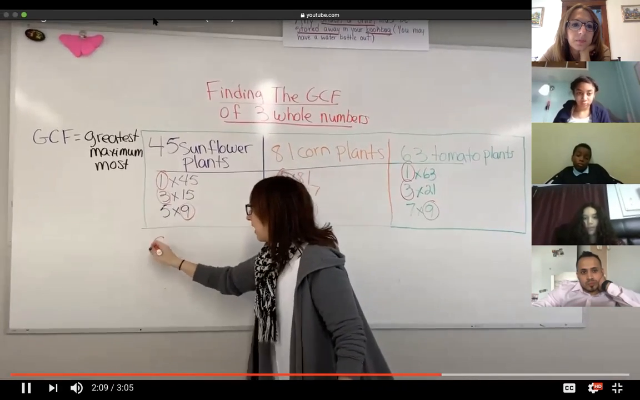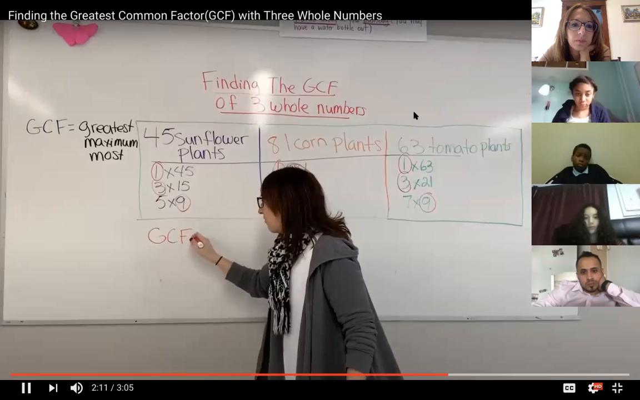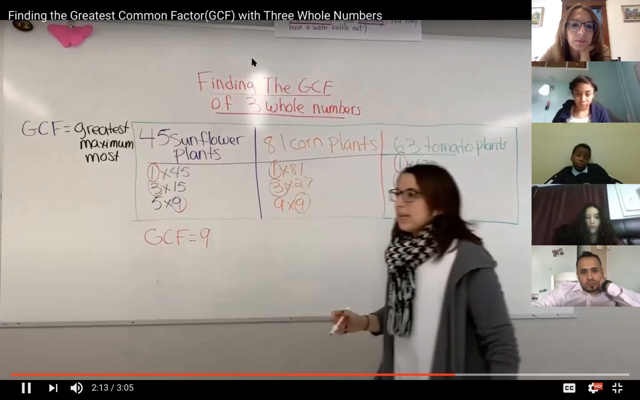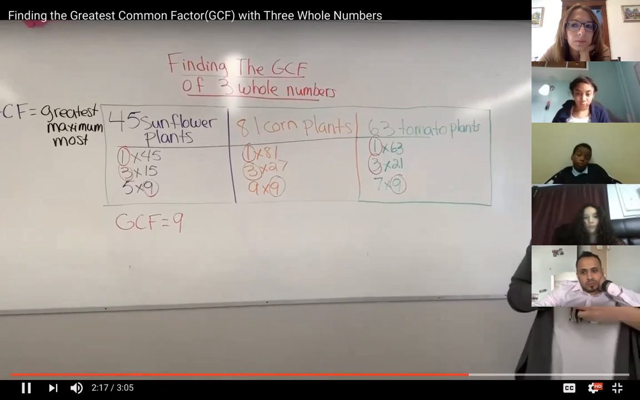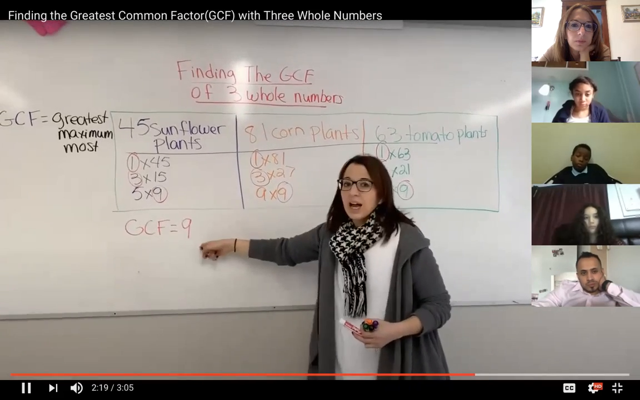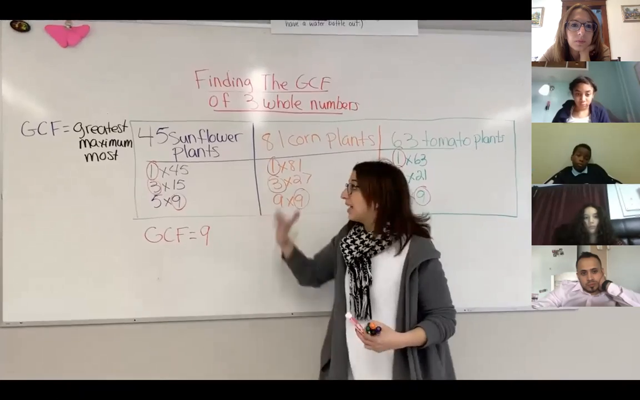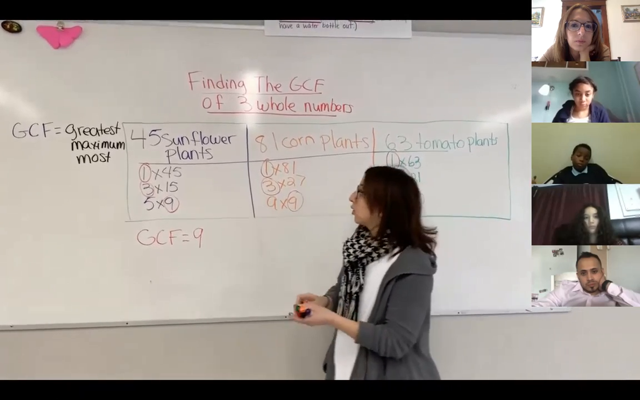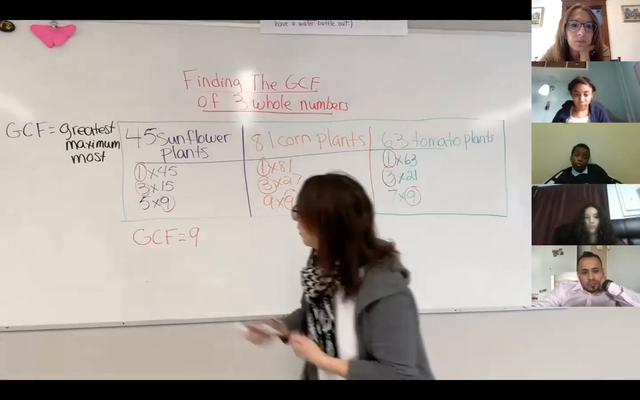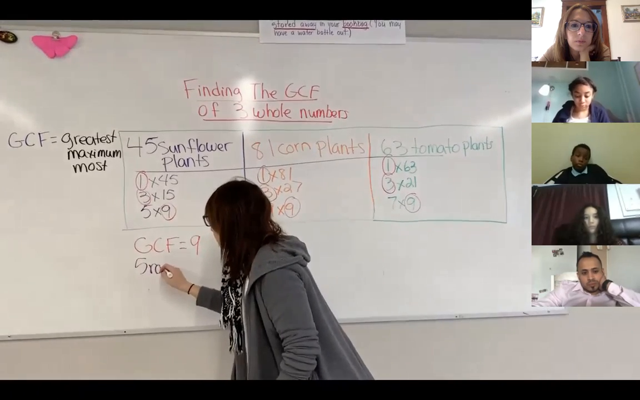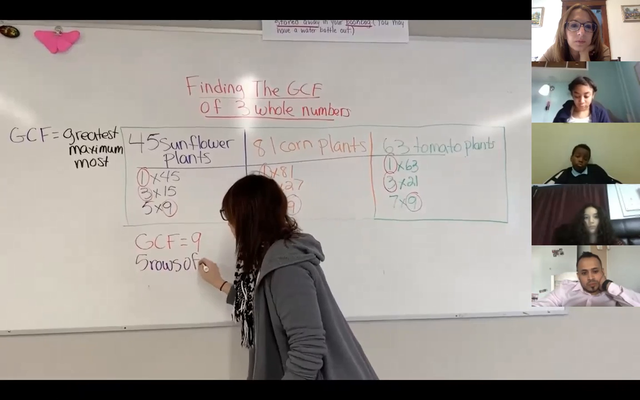So I'm going to write GCF, which is greatest common factor, is 9. Now we have to figure out how many plants need to be in each row. If the GCF is 9 and I need to get to 45, I need 5 rows. So I need 5 rows of sunflower plants. I'll write that down in purple for you.